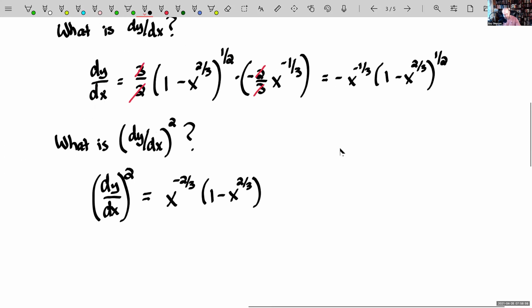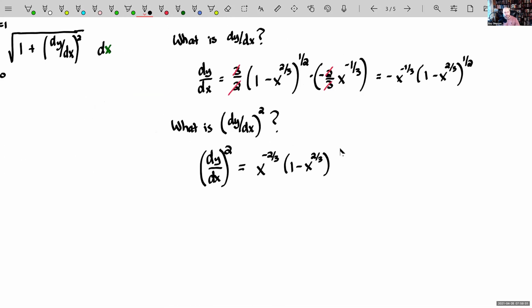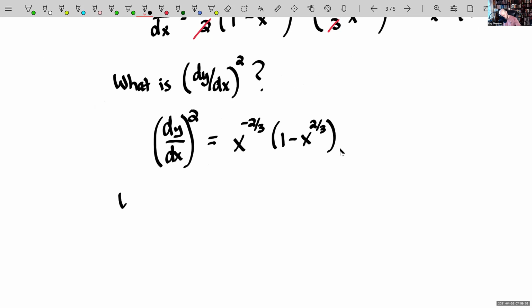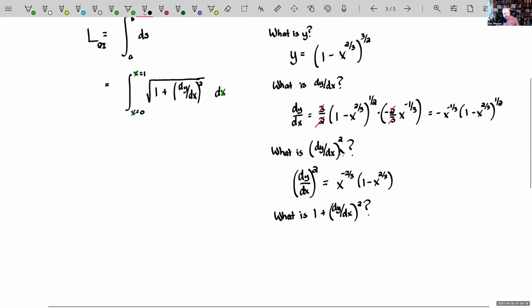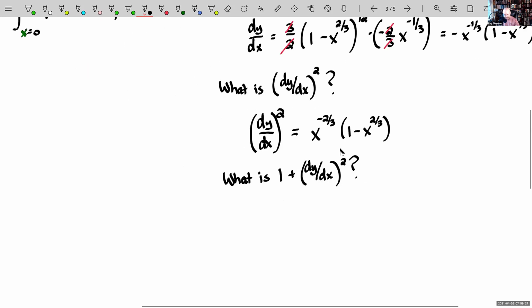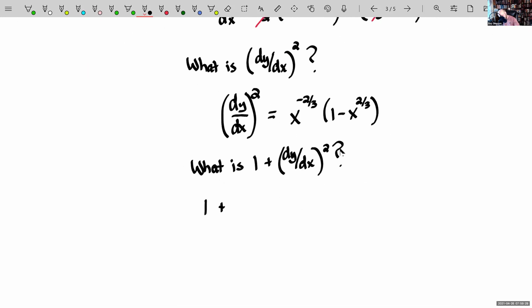And now finally, what is 1 plus that? Some people don't do it in pieces like this, and that's fine. I don't judge you. It's just that if you don't do it in pieces like this, you're constantly rewriting that integration sign and the square root symbol. And so this is just a nice way to avoid having to constantly rewrite that.